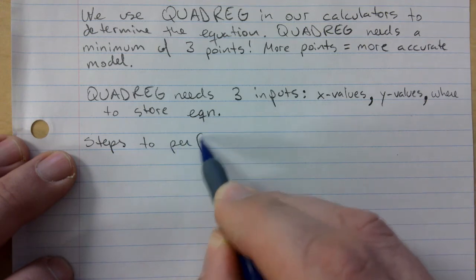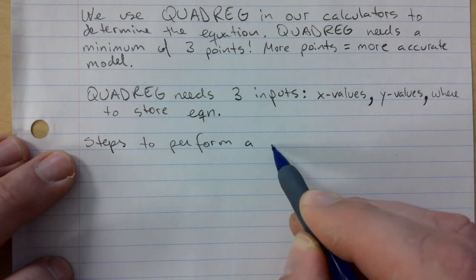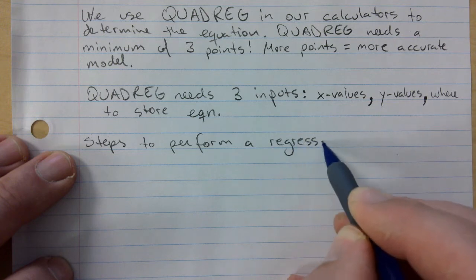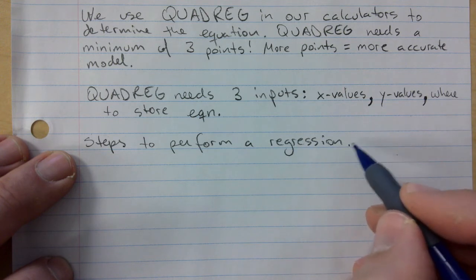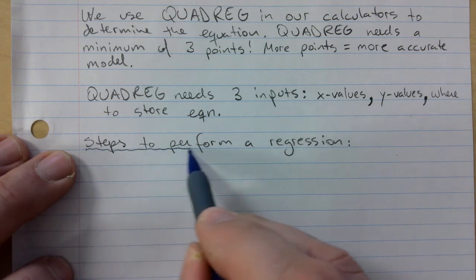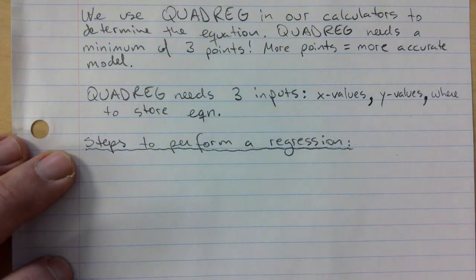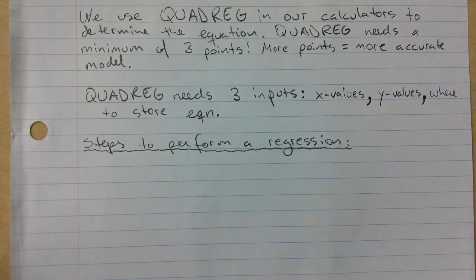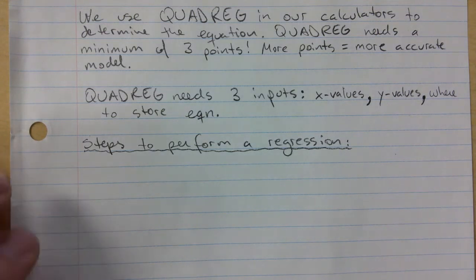So, steps to perform a regression. The nice thing is next year, if you're taking grade 12 applied, the main steps are the same. Next year you're going to see cubic, sinusoidal, which is the sine wave, and exponential curve. So you're going to see various different functions, but the main steps are done the same.